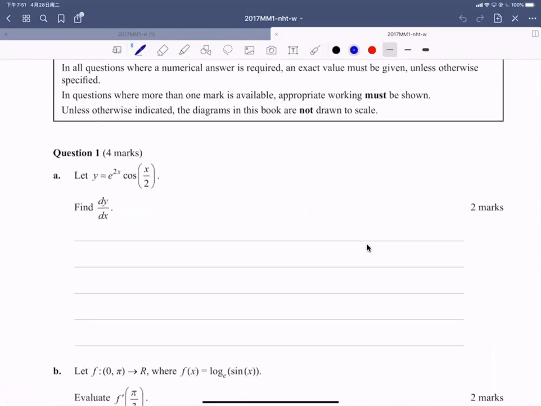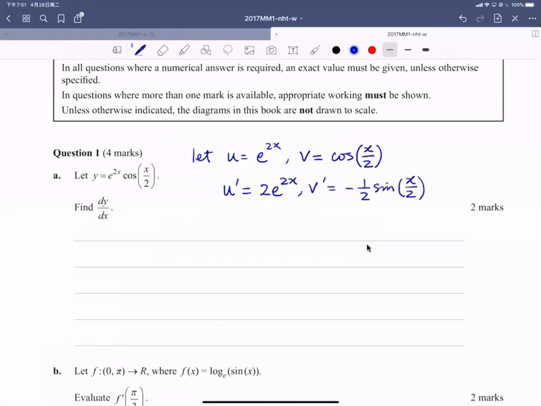Question 1: let y equals e to the power of 2x times cosine of half x. Find dy/dx. Let's make use of the product rule. Let u equals e^(2x), v equals cosine of x on 2, u' equals 2e^(2x), v' equals minus half sine of x on 2. Okay?